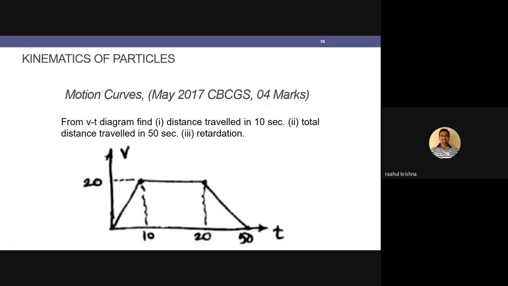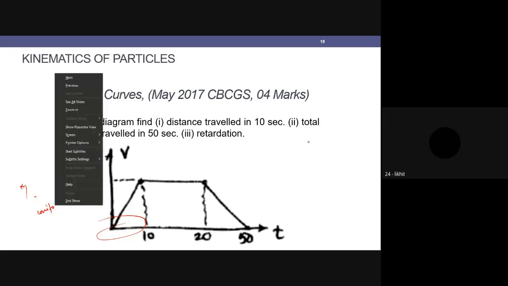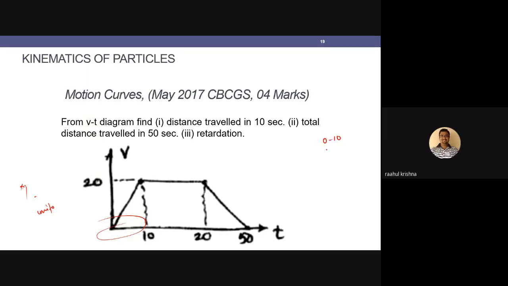Okay, as we had just continued our discussion, here between 0 to 10, it is a case of uniform acceleration. Then between 10 to 20, it is the case of uniform velocity. And then between 20 to 50, again, it's a case of uniform acceleration, right?